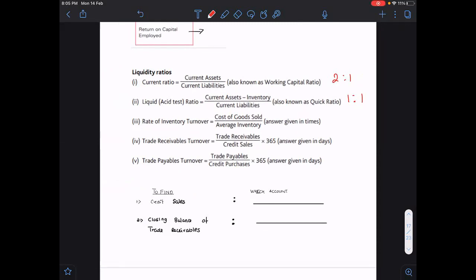The credit sales, which account do you make? SLC, to find the closing balance of trade receivables. Trade receivables account, SLC. SLC is same thing, trade receivable same thing है ना? Yeah, same thing.